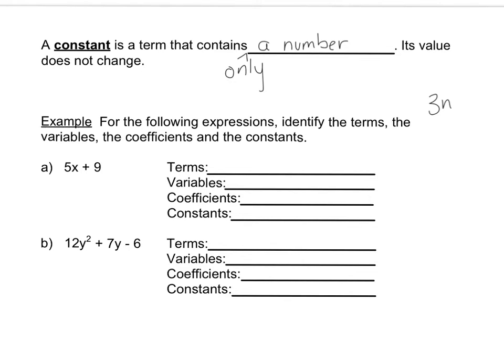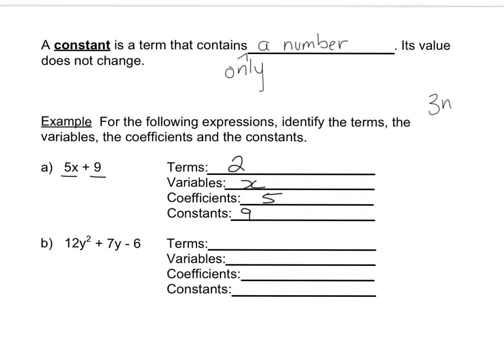Here we go. How many terms are there? 2 terms. Okay, we got 1 term, 2 terms. Variables. That's a trick because it's not variables, it's just a variable. And the variable is x. How about the coefficients? How many are there? If you said 1, you are correct. The coefficient is 5. And the constant is 9. All right, hopefully you were able to get all of that. Let's take a look at the next one, though.